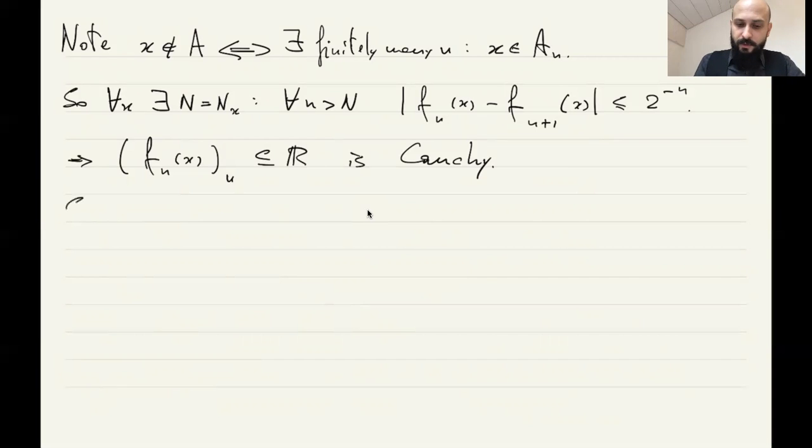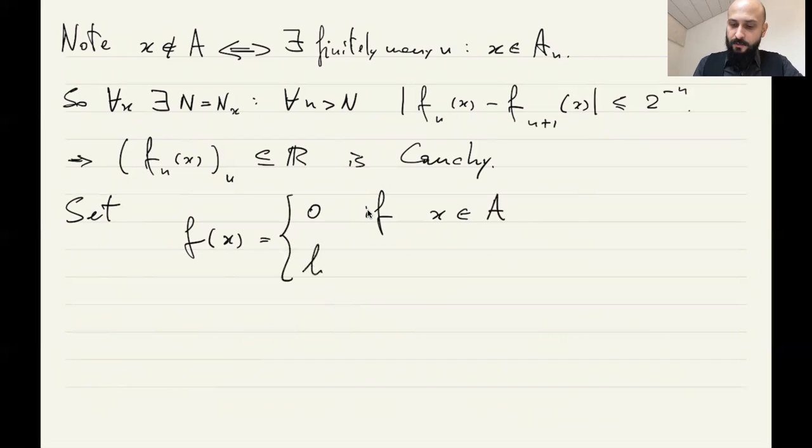So what we do, we can define the function, so we can take limits for all this x in A. So we define the following function, f of x, to be 0 if x is in A. That's not important because it's a zero measure set, let's set it to be 0. Otherwise, we can consider the limit of f_n(x) if x is not in A. So we define a function, and now we're going to check that this function is the limit of the f_n.